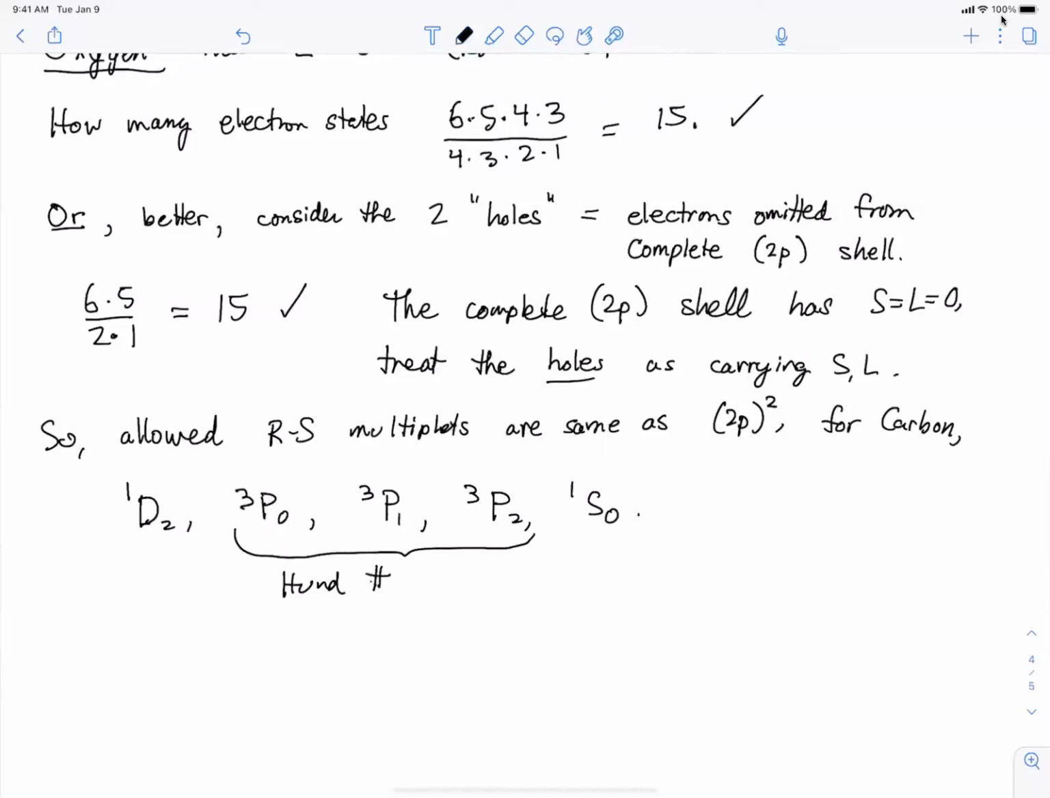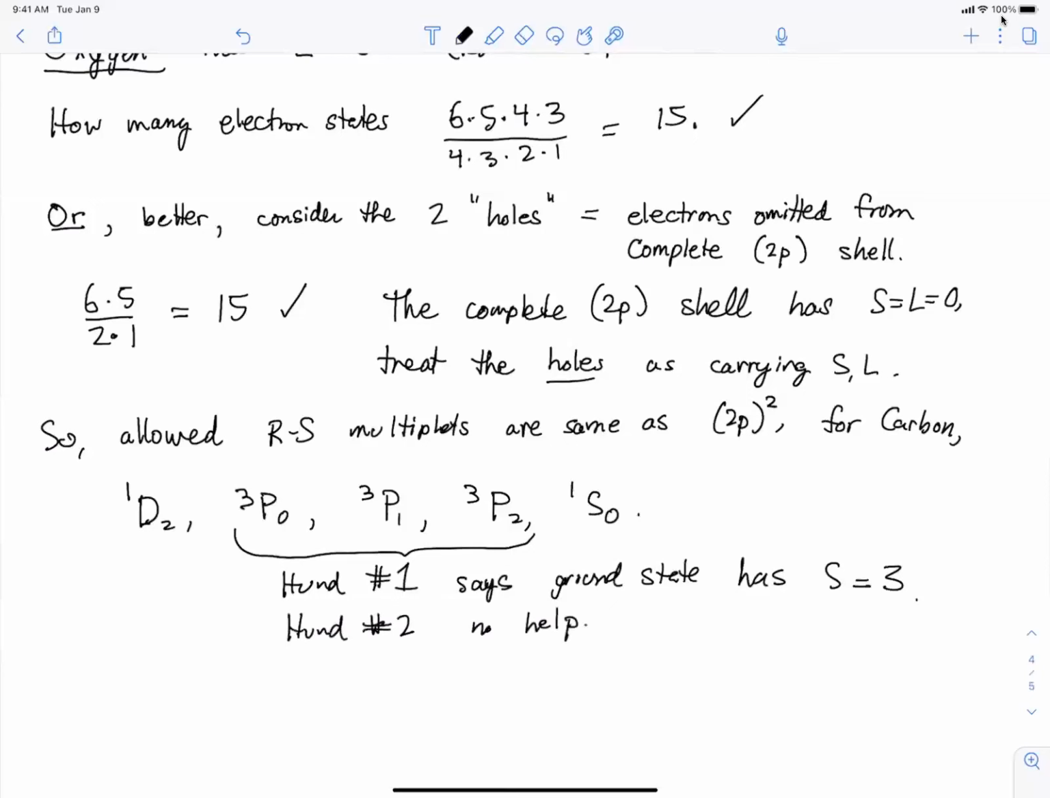So Hund number 1 says the ground state has S equals total spin 1. Just like for carbon, Hund's rule number 2 is no help because they all have the same orbital angular momentum.